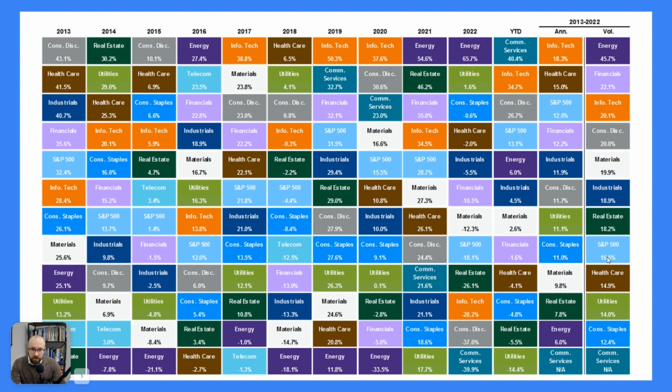So you want to make sure you're diversified because you want to ideally be purchasing something that's doing well while something else you have is doing poorly, because no one has a crystal ball and no one can say, hey, this is always going to be the thing that's on top.